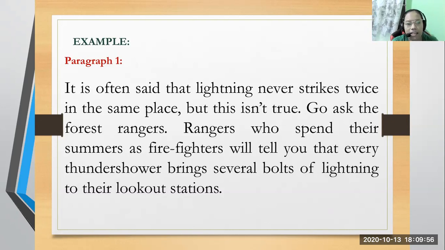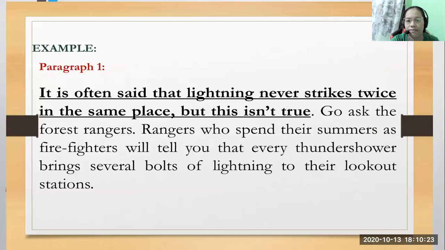Again, you have to find out what is the topic. So what do you think is the topic of this paragraph? Okay, it talks about lightning. And what does the author say about lightning? Alright, let us see where we can find the main idea.